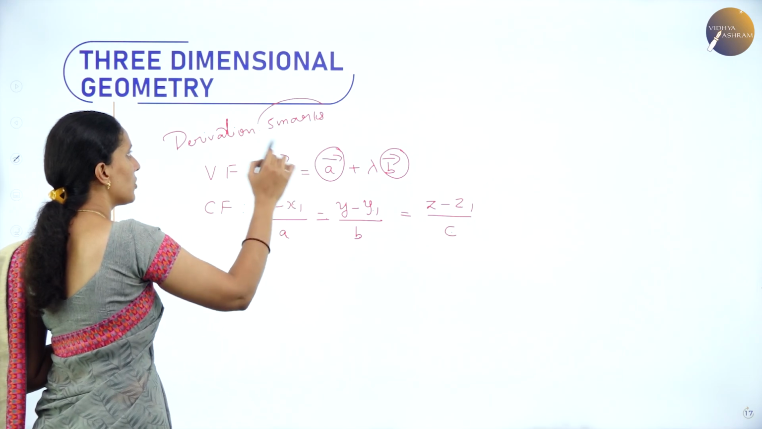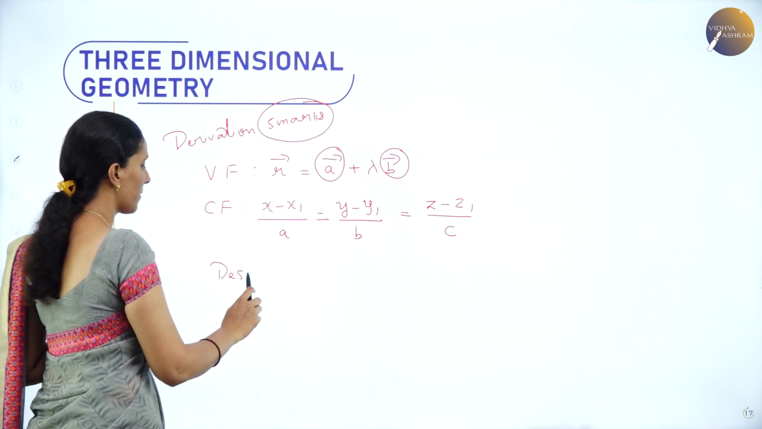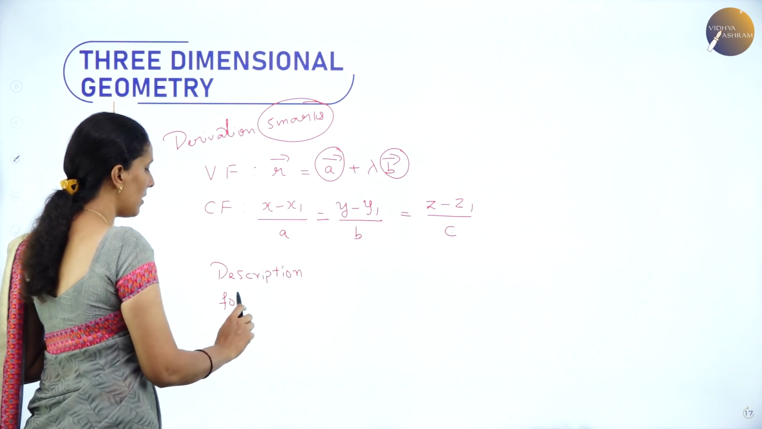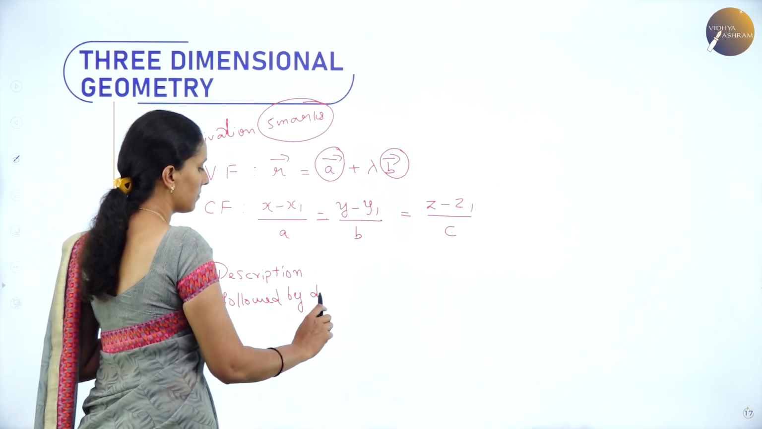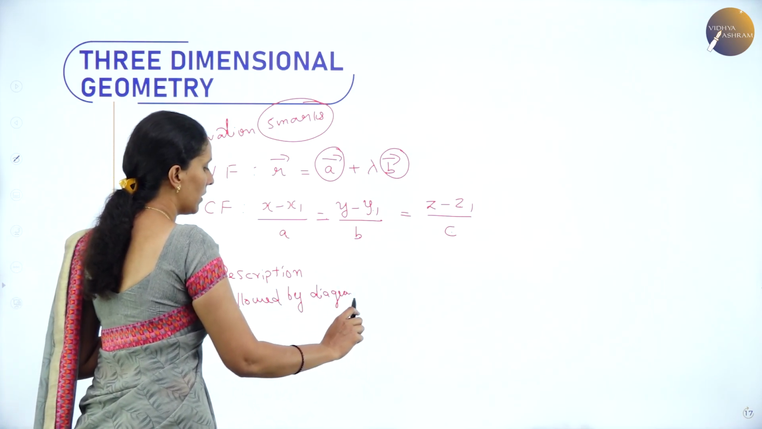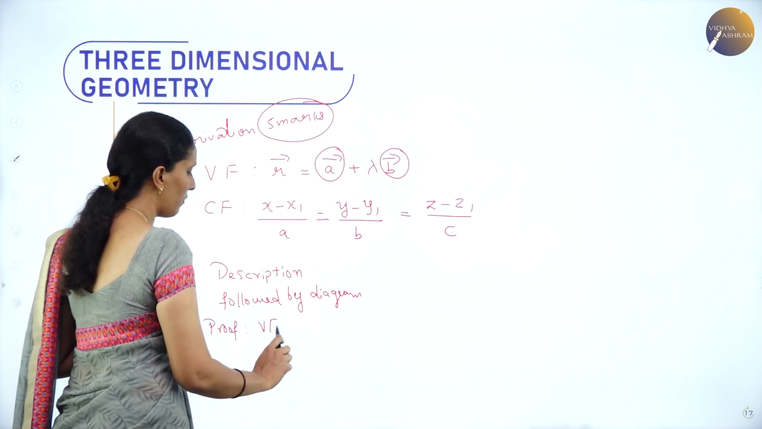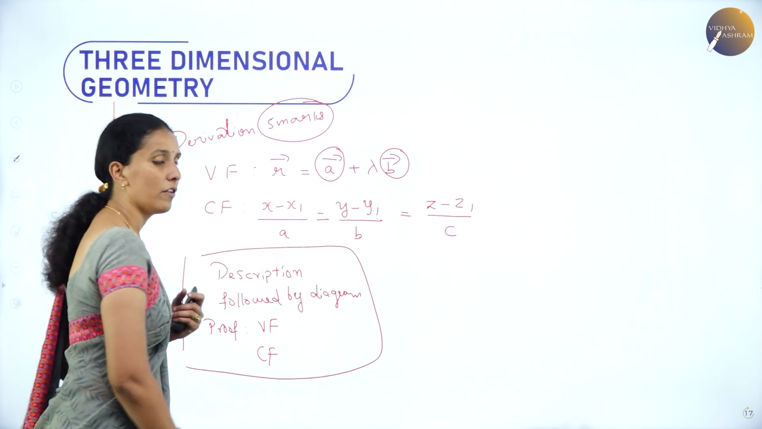So for the derivation, you need to write the description first, then followed by the diagram, then we have the proof both in vector form as well as Cartesian form. So this much is required for 5 marks.